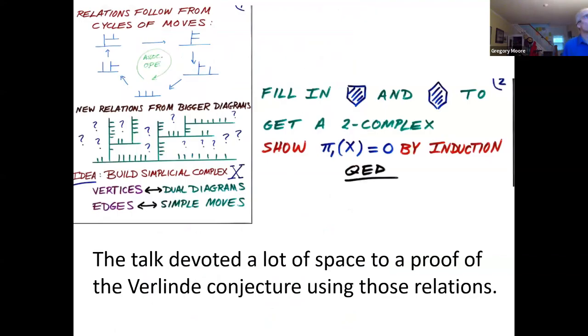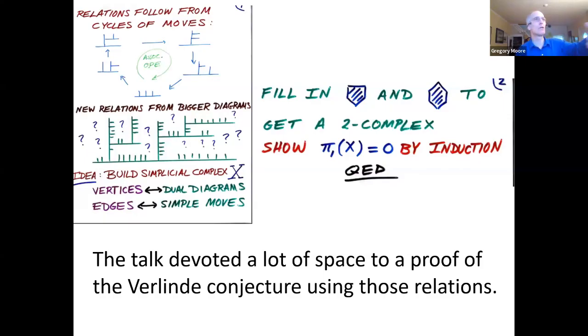So what was the proof? The proof was to build a simplicial complex whose vertices are the dual diagrams and whose edges are generated by these simple moves, by these fusion and braiding and S and T moves. And then, for example, if you just look at fusion, you have some complicated basis of conformal blocks like the one here with all the question marks.